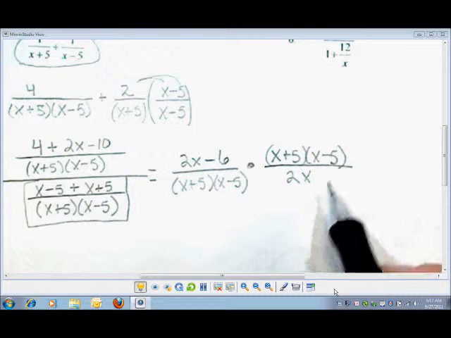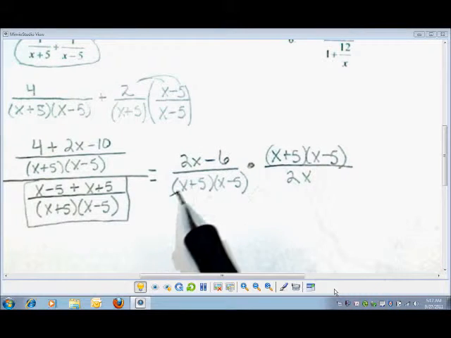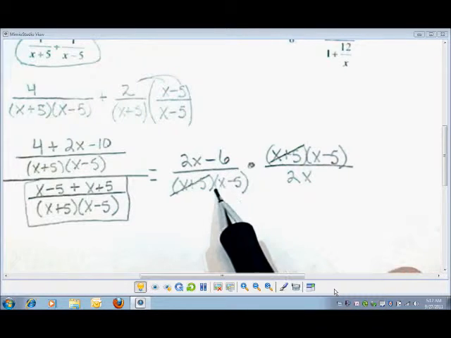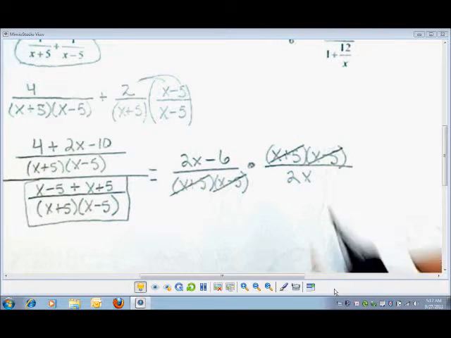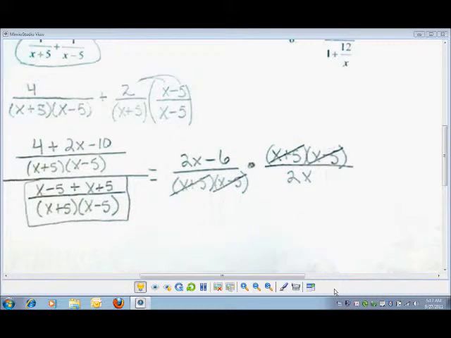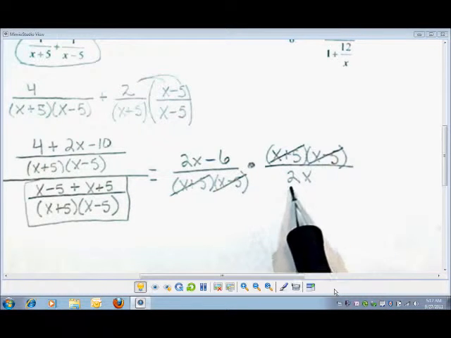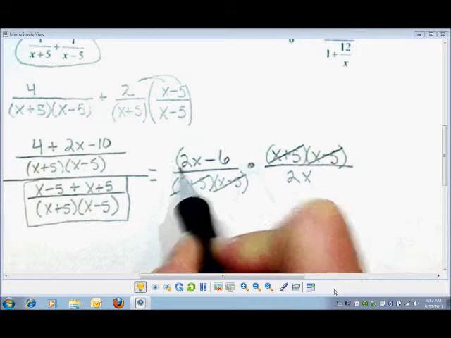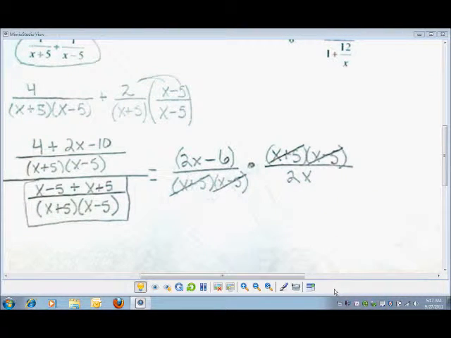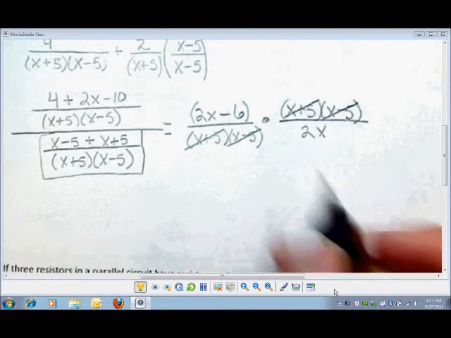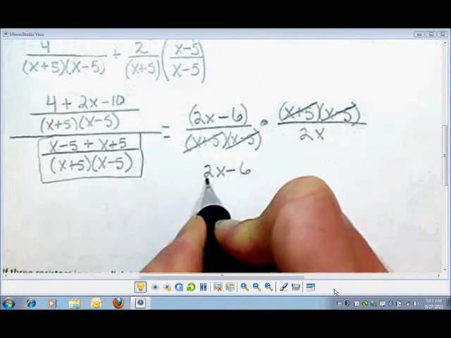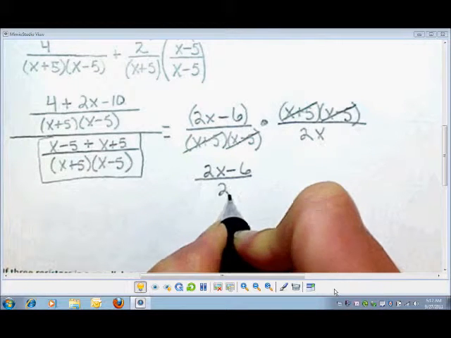Now what do I notice? I have a binomial in the numerator and the denominator. That cancels out to 1. And the same thing here. Both of those divide out to 1. Ooh, that looks nice. It's tempting to want to cancel out this 2x and this 2x, but we can't. Remember, that's a binomial. So our final answer is 2x minus 6 divided by 2x.